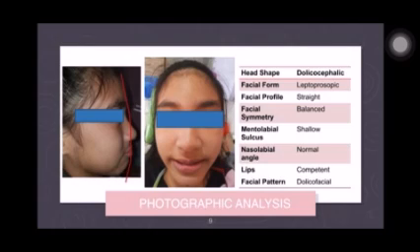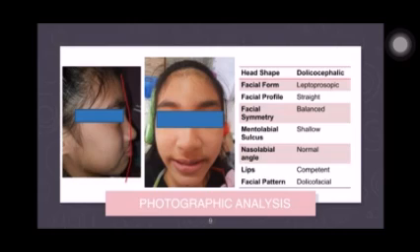So here's the photographic analysis. So alam naman natin kapag kukuha tayo ng photographic analysis, dapat merong neutral background, yung ears and hairline niya dapat visible. Walang earrings, walang lipstick, neutral body position, alam nyo na yan. So, first, ang head shape niya is dolichocephalic.